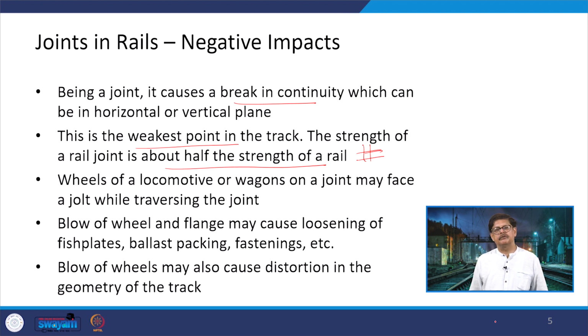Wheels of a locomotive or a wagon on a joint may face a jolt while traversing the joint. So, why can this jolt come?